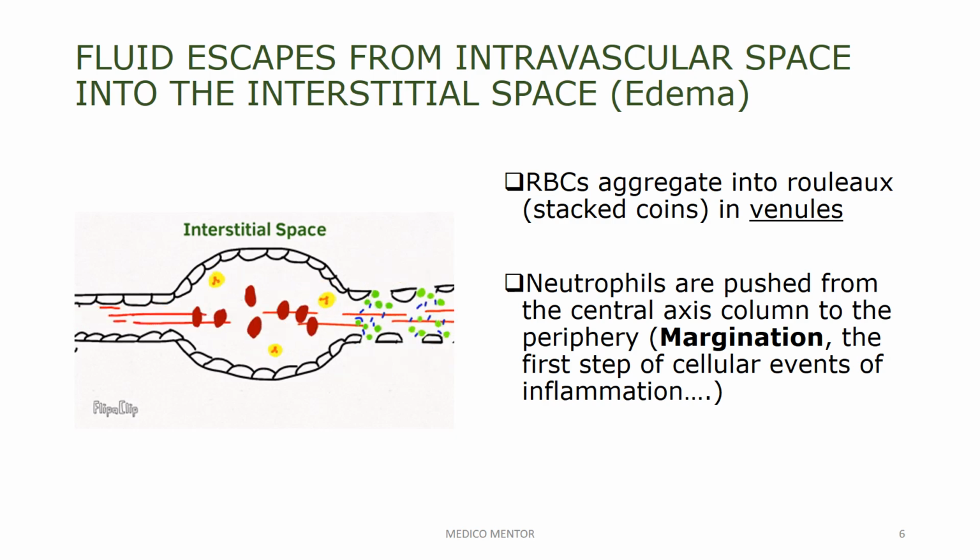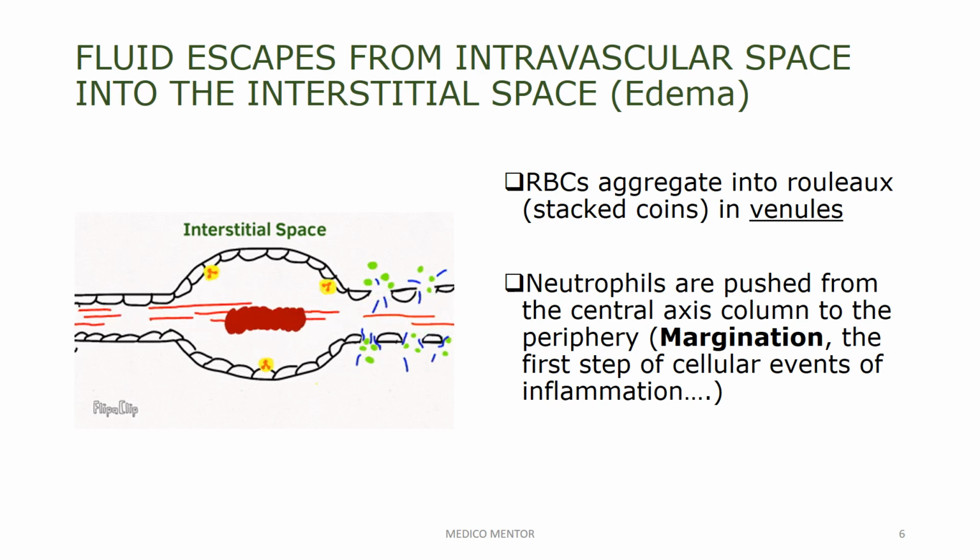That results in inefficient flow of the RBCs. So the RBCs are going to stick with each other, and this process is mainly seen over the venules. As the RBCs stick with each other and align themselves in the central axis, that pushes the neutrophils towards the periphery, called margination, and margination is the first step of the cellular event of inflammation.